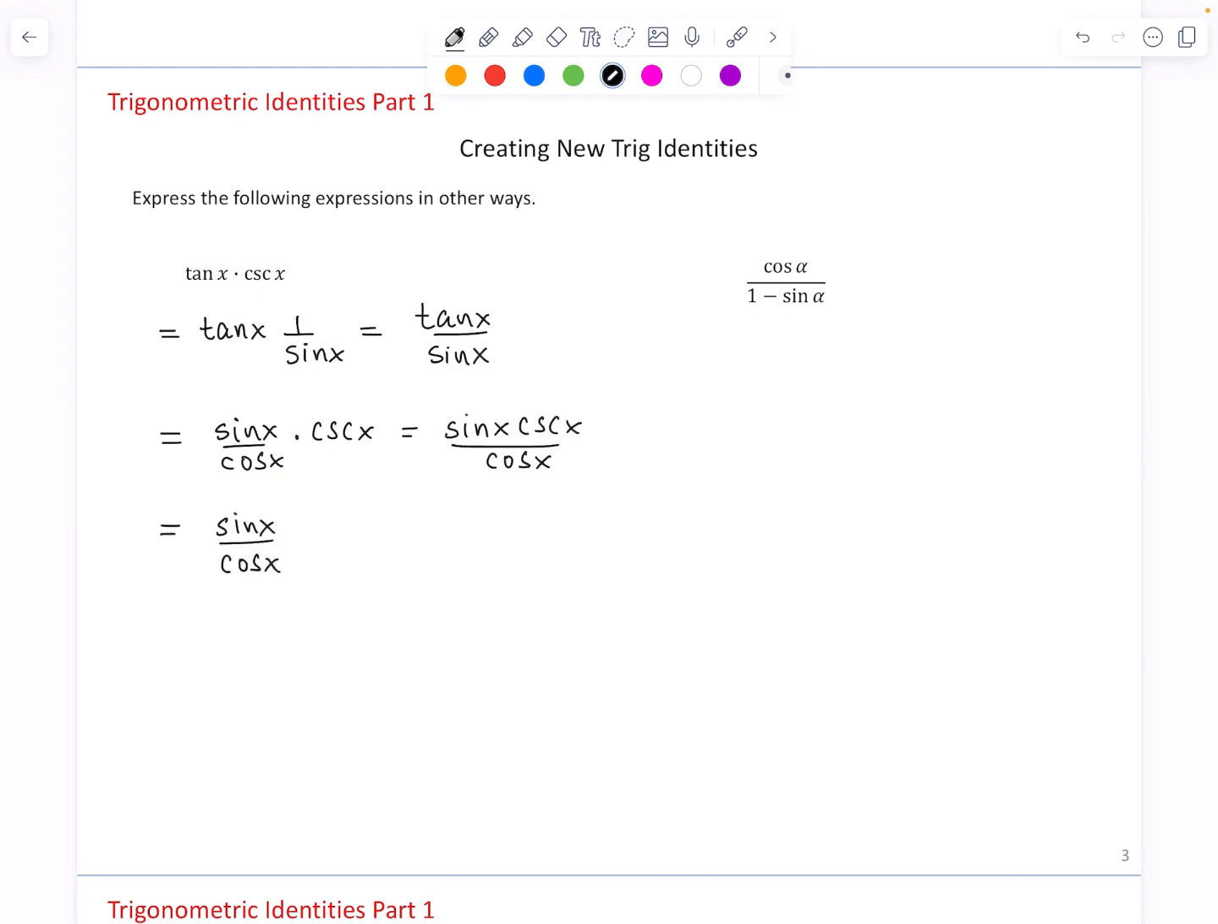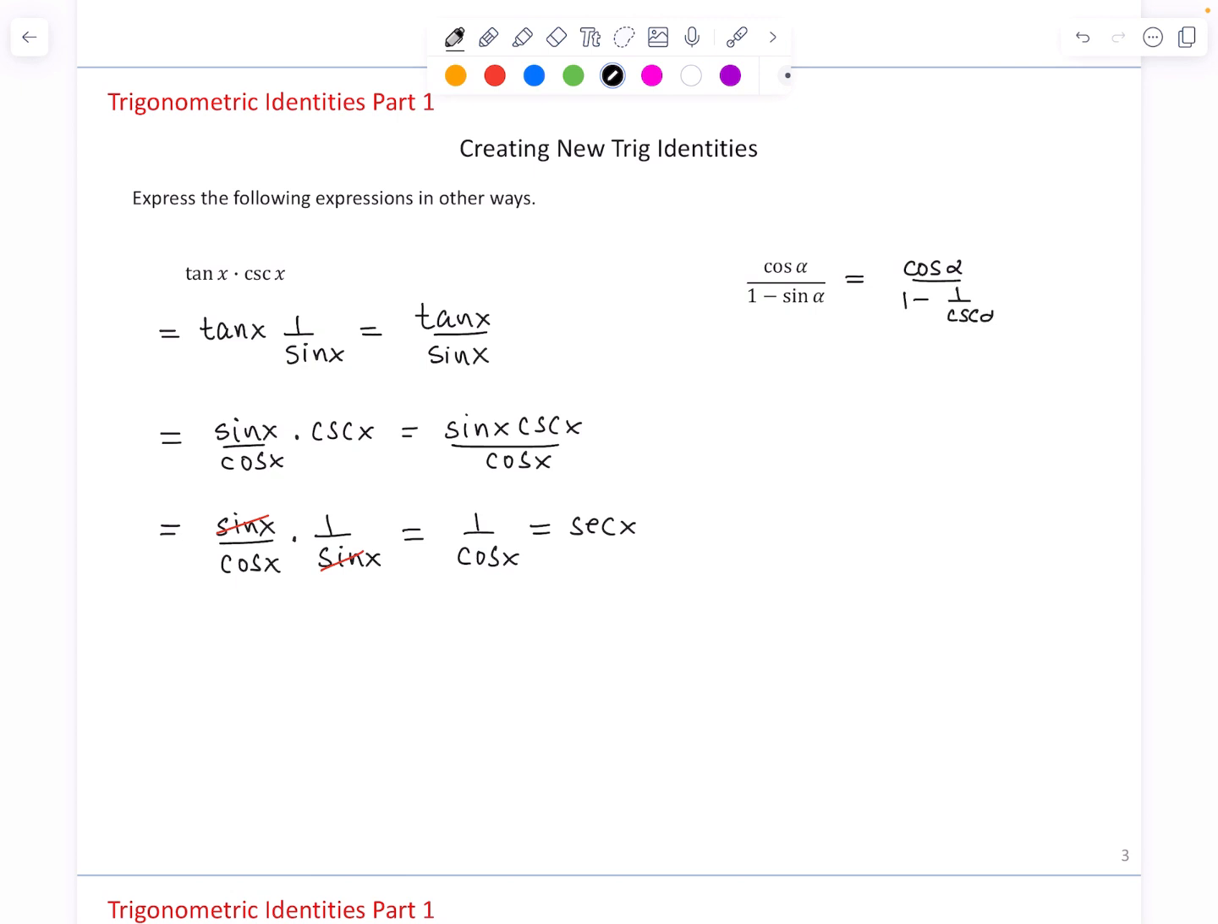Tangent of x is sine of x over cosine of x, and cosecant of x is 1 over sine of x. And now we get a cancellation of the sines, giving me a 1 over cosine of x as a result. But that's also just secant of x. So this original expression can be written in any of these ways. They're all the same.